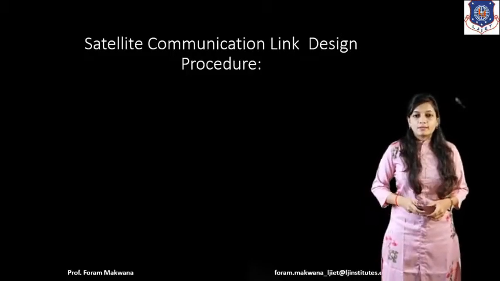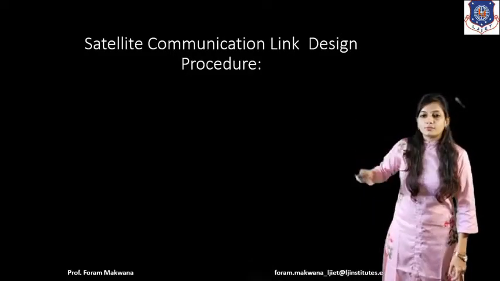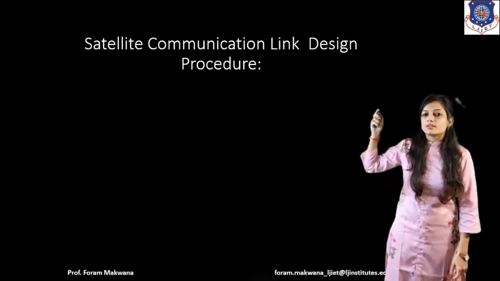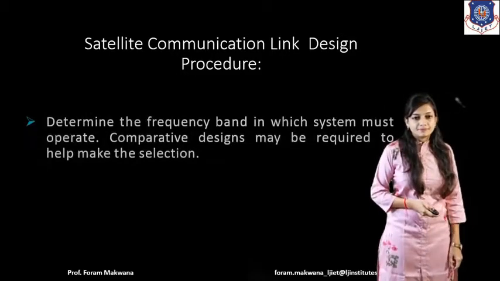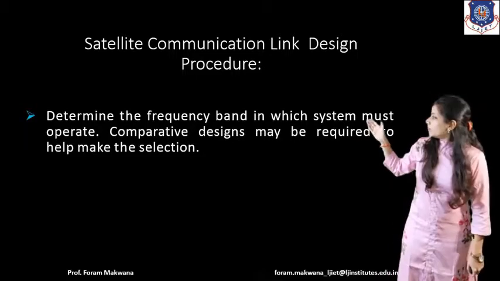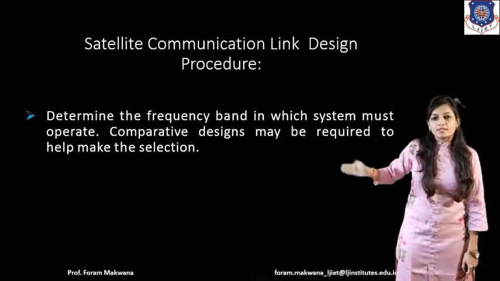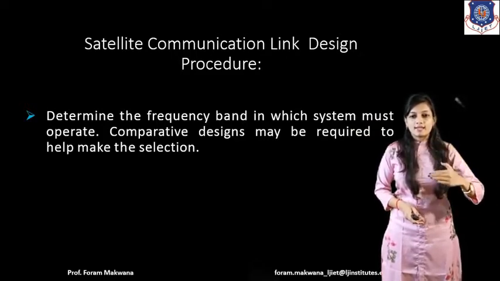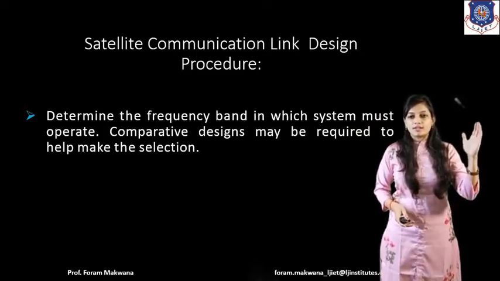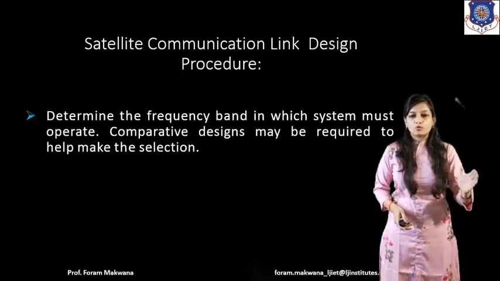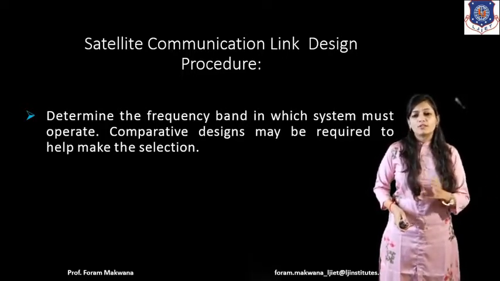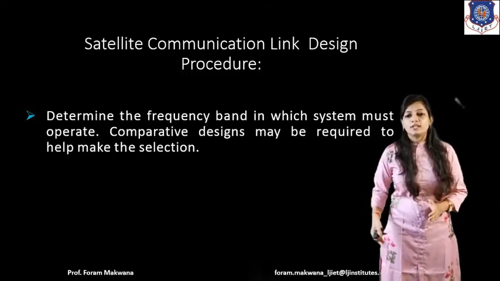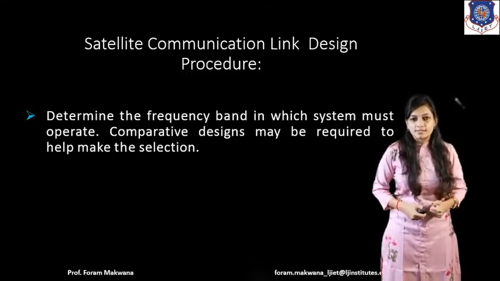Now, the satellite communication link design procedure. What are the different steps that we need to follow for the satellite communication link design? First, we need to determine our frequency band. As we have discussed already, there are different types of microwave bands like L, S, C, X, Ku, K, Ka, which have frequencies like 1 to 2 GHz, 2 to 4, 4 to 8, 8 to 12, 12 to 18, 18 to 26.4, and 26.4 to 40 GHz respectively for all the bands, right?